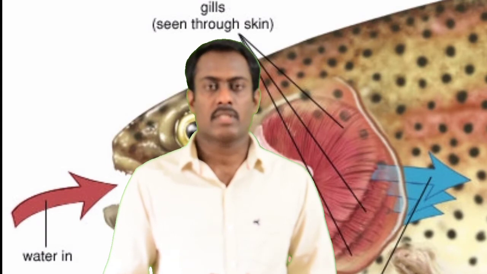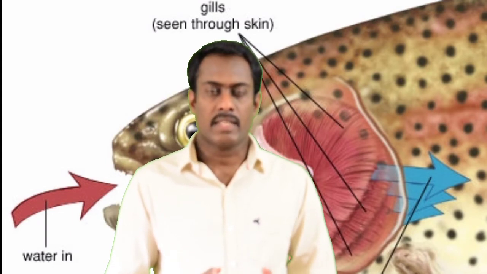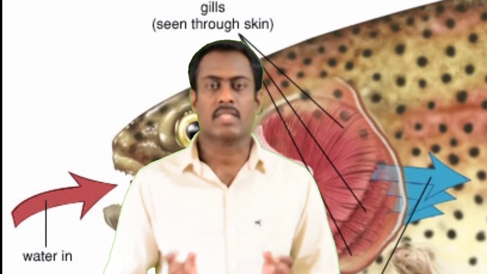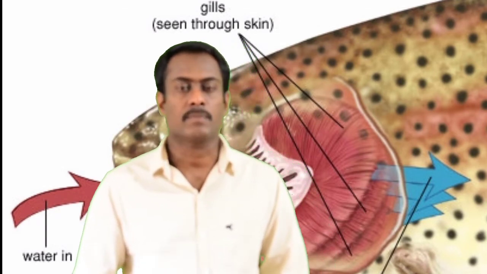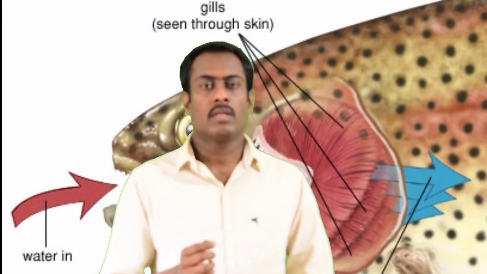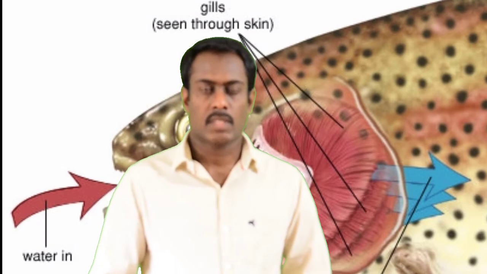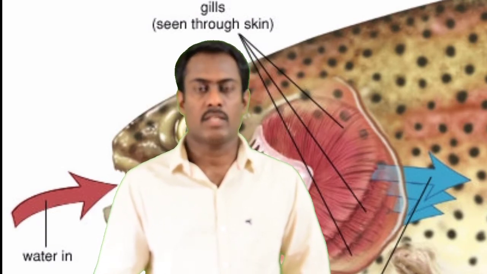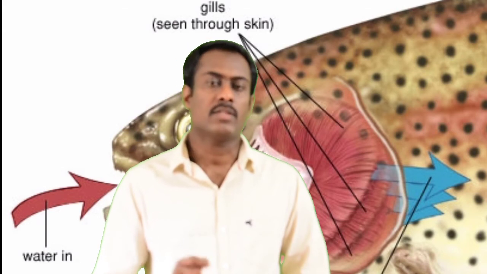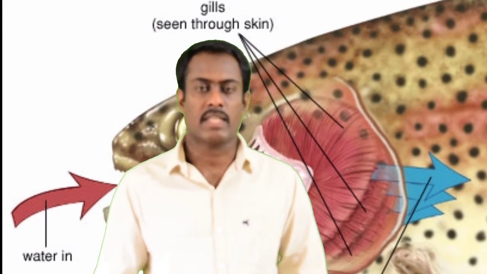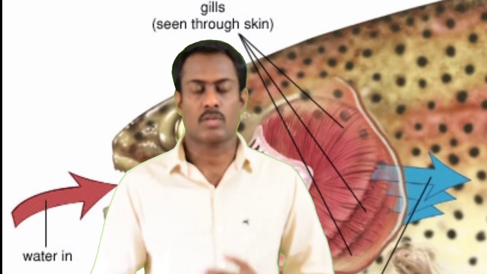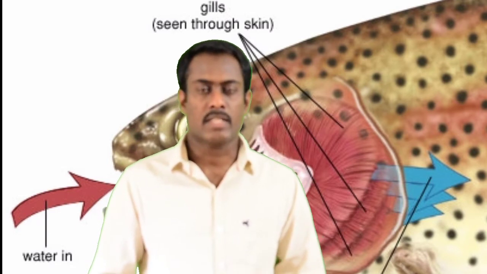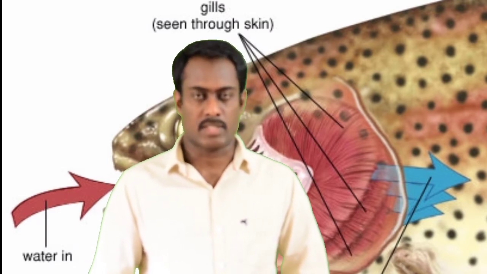Terrestrial animals generally absorb oxygen from their surroundings, that means from the atmosphere, through nostrils. These nostrils lead the air into the lungs, which provide a surface area for the absorption of oxygen and the exchange of gases.